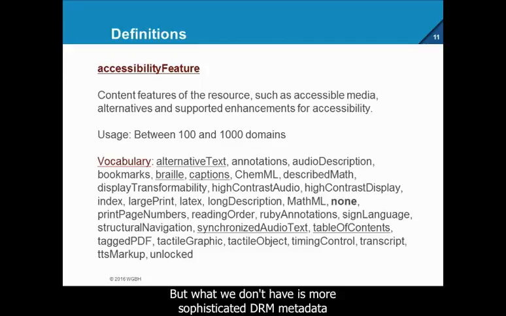But what we don't have is more sophisticated DRM metadata like for who or what are the terms and so on. I believe there may be other schema.org fields you can use to point to a rights statement. So if you have a detailed rights statement somewhere on your website for each book, for example, you might be able to point at that with your schema metadata, but it wouldn't be specifically in accessibility metadata.